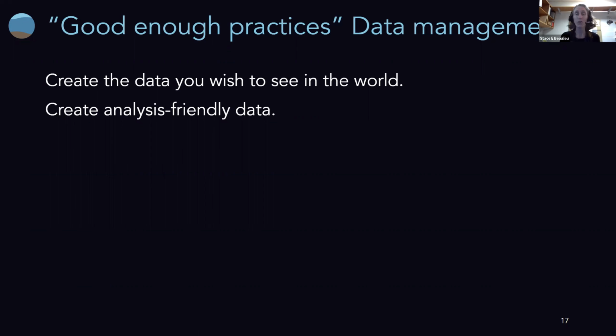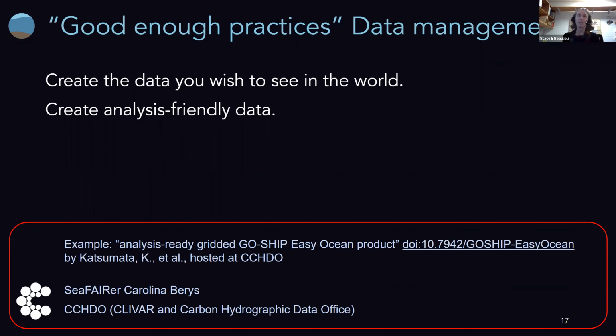And I want to highlight a wonderful example of this work. It is a product that is being hosted at the Climate and Carbon Hydrographic Data Office, the CCHDO. And you can ask more about this product from seafarer Carolina Barris. Carolina, by the way, also is involved with the ESIP Marine Data Cluster. And this example is an analysis-ready and gridded GO-SHIP product.